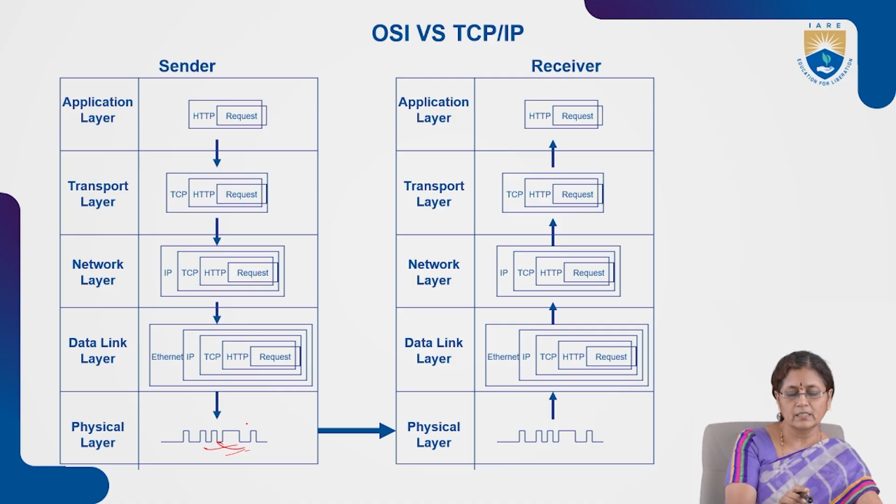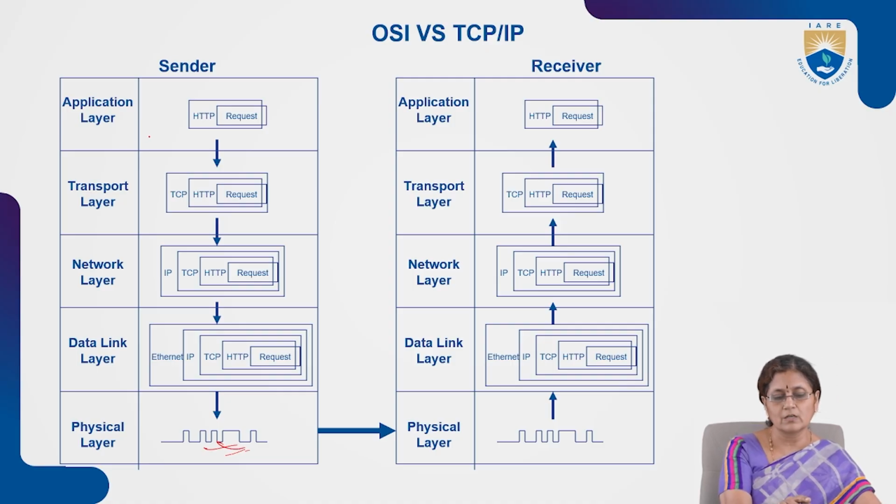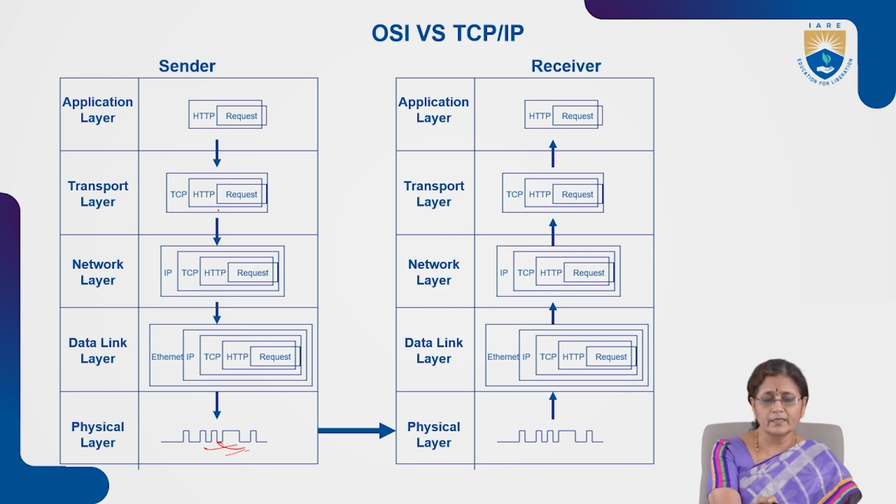First of all, we'll start at the sending end, as we have discussed already. The process starts from the application layer. From the application layer, using the hypertext transfer protocol, HTTP, a request is sent for the communication. When a request is sent, the transport layer handles the host-to-host communication. With the help of the transmission control protocol, the request is sent to the network layer.